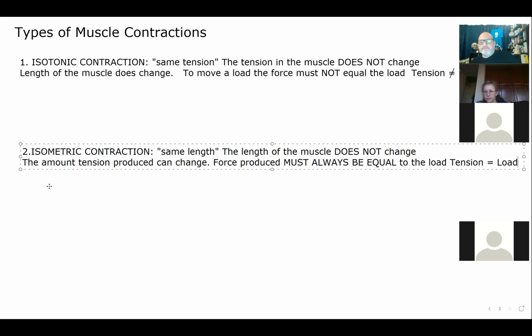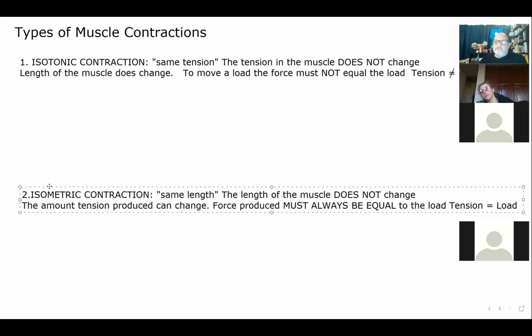Questions on that? Yes, for isotonic contractions, you said the shape stays the same but not length? No, I noticed I changed it. I changed it to length. When we talk about the shape of a muscle, we talk about its length. But you're right, it is more accurate to say length. So if you notice, I did go back and change it to length.